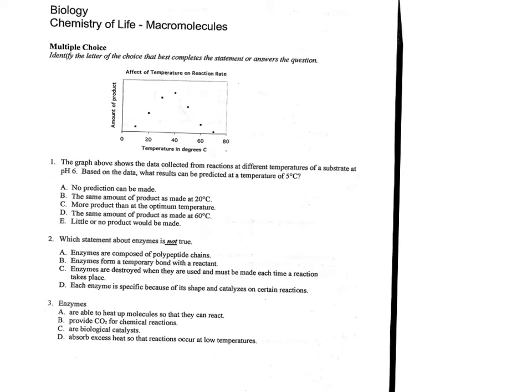All right, so here we have a question that reads, the graph above shows data collected from reactions at different temperatures of a substrate at pH 6. Based on the data, what results can be predicted at a temperature of 5 degrees Celsius? Now, where is this coming from? That's coming from our discussion on enzymes, where you can go back and look at one of the videos that we did in class, right? Mm-hmm. So it's content we took notes on.